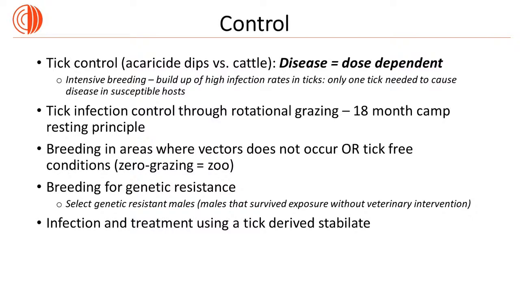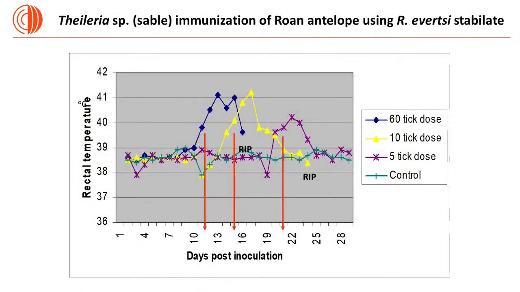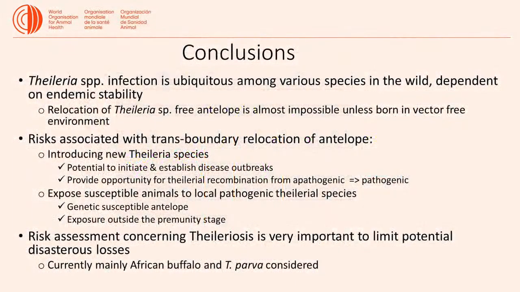And then with Theileriosis, I've developed a tick-derived stabilate for roan antelopes specifically, with the Theileria that kills them. And it worked very well. From this type of research, we could determine the incubation period of the condition in roan antelope. We also found that it's quite dose-dependent as well. The higher the dose, the more lethal it is. So yeah, those are important things that we can chat about if you want to.